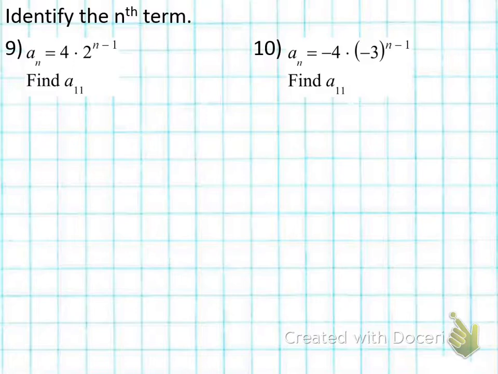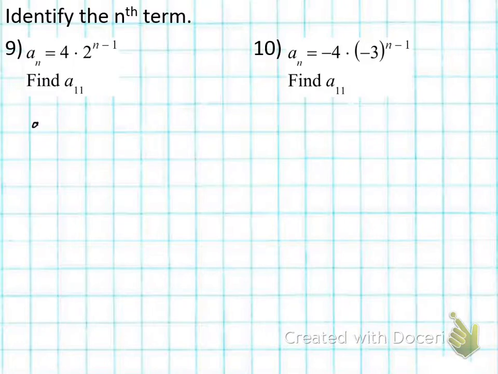8192. So let's say you're trying to figure out a specific term in the sequence. You can use this explicit formula, you plug in the particular number. So it's asking what's the 11th term in this sequence that starts with 4 and has a common ratio of 2. Okay, so you just plug it in.